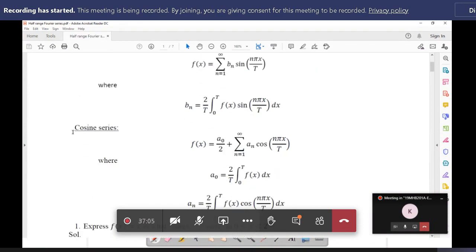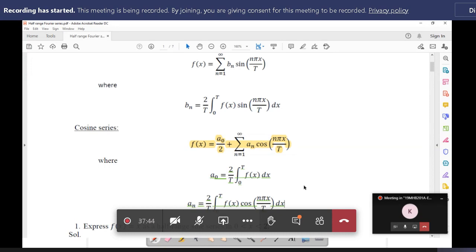Similarly, the definition for the half-range cosine series is f of x equals a naught by 2 plus summation n running from 1 to infinity an cos n pi x by t, where a naught is 2 by t integration from 0 to t f of x dx, and similarly an is 2 by t integration from 0 to t f of x into cos n pi x by t dx. So it's a simple definition.